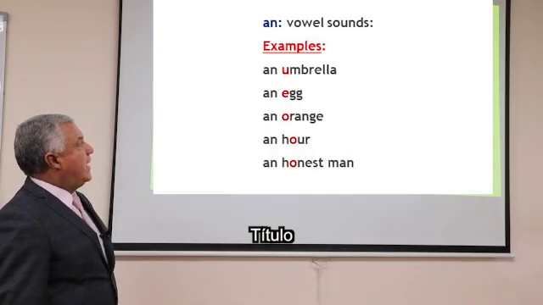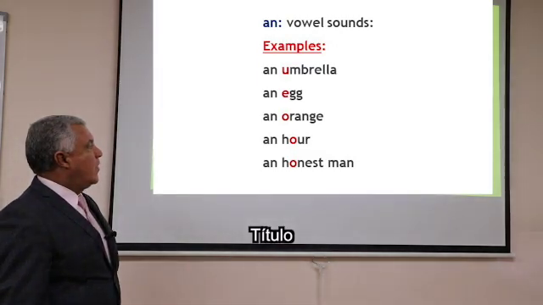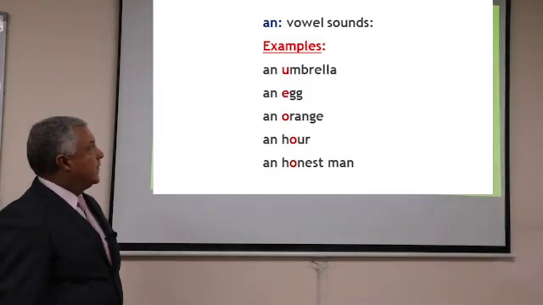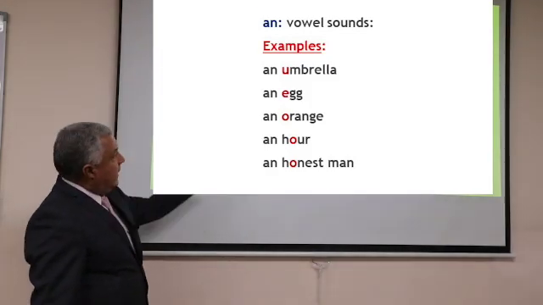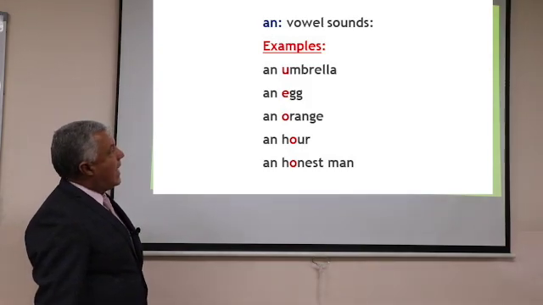Examples: an umbrella, an egg, an orange, an hour, and an honest man. Now, the same. In the last two cases, H is not pronounced. Hour and honest man are pronounced as vowels.